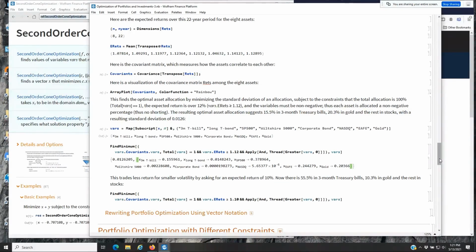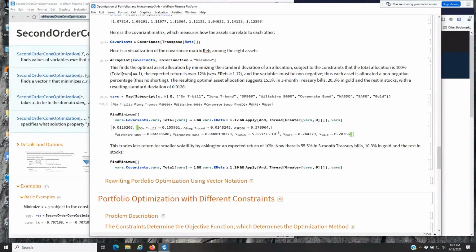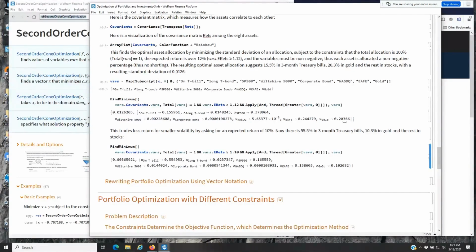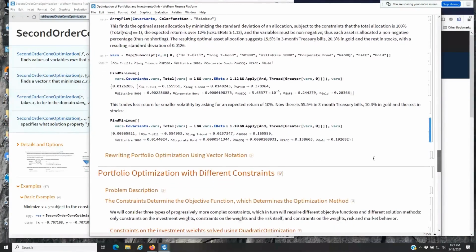Okay. Now this makes it very easy. Suppose that I wanted to decrease the volatility, but the expected returns are only 10%. Then this dot product is only going to be 1.1 in value. And we see here that if you go back to the gold, for instance, we're only getting a 10.26, 10.3% investment in gold, whereas previously it was 20.4%.